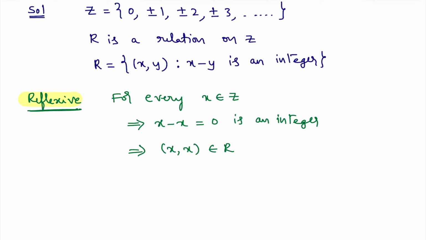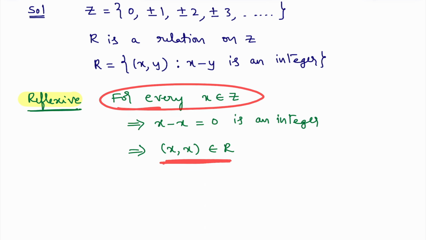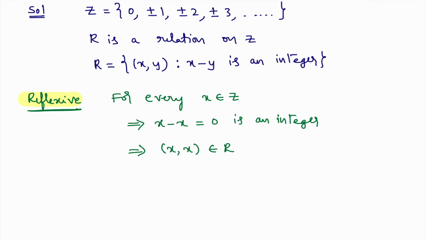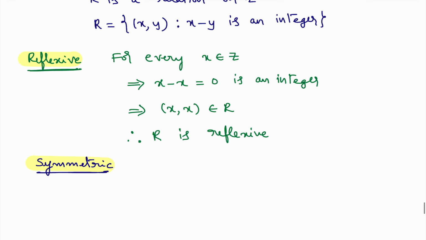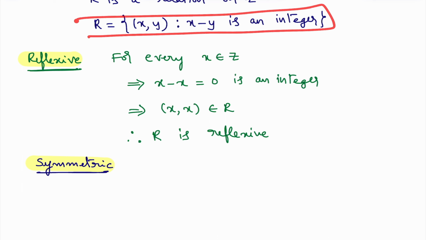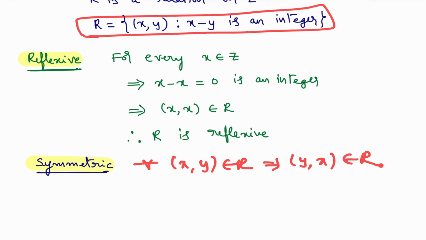So what happened here? For every x in Z, the ordered pair (x, x) belongs to the relation. So I can write that the relation R is reflexive. Now, is this relation R symmetric or not? What is symmetric? For every ordered pair (x, y) in the relation, if the ordered pair (y, x) also belongs to the relation, then we say that the relation is symmetric.